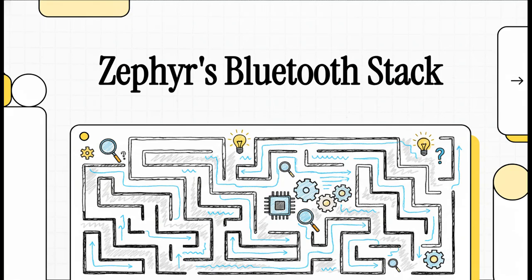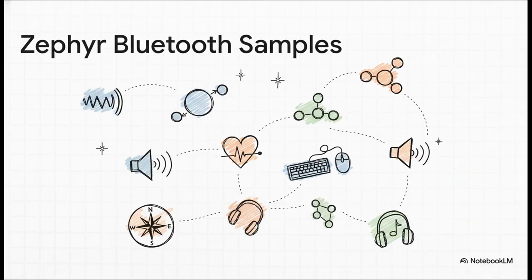So, if you've ever dipped your toes into the Zephyr real-time operating system, you know it is incredibly powerful. But then you get to its Bluetooth stack, and, well, things can get complicated fast. It's one of those features that gets developers really excited, but man, at first glance, it can be a little overwhelming. I mean, just look at this.